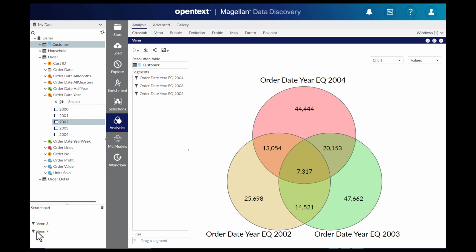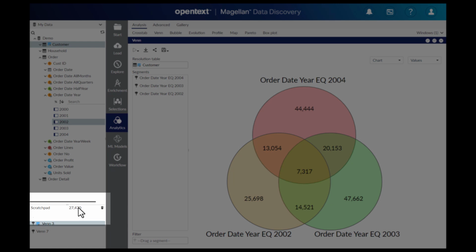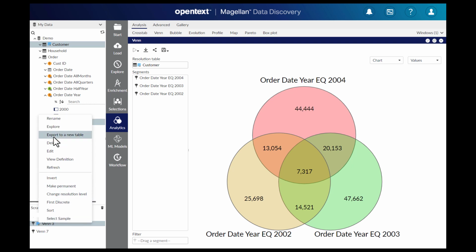We'll combine the segments by dragging one into the other and selecting OR to include all customers in both segments. The second segment now contains 27,470 customers, uniting both segments. We'll rename the combined segment Loyal Customers.